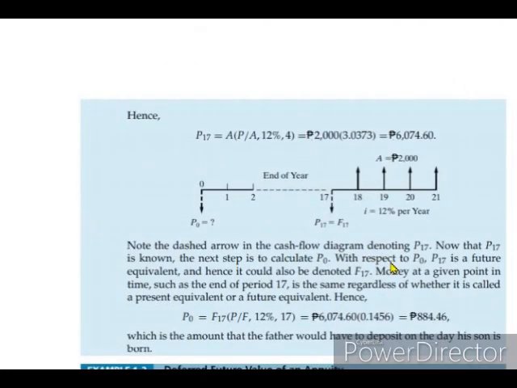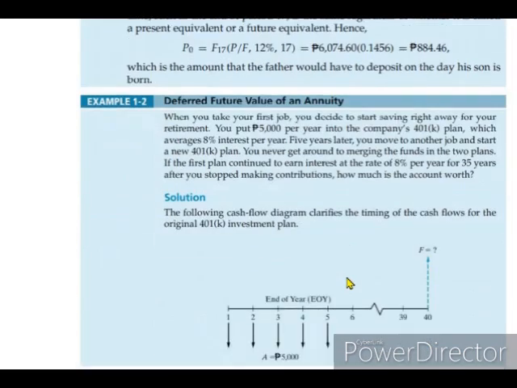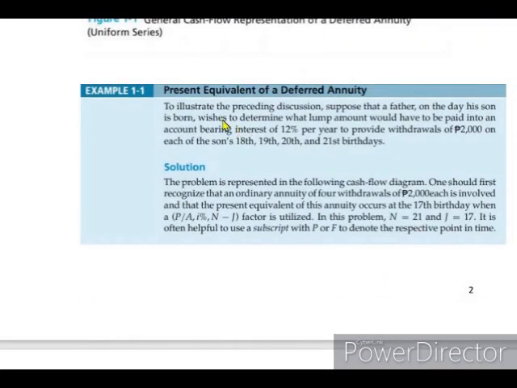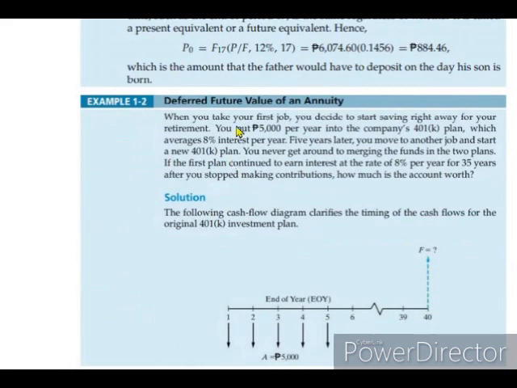Okay? So, pansin nyo, gumagamit din siya ng parehong formula. Yun nga lang, nagkakaroon tayo ngayon ng iba-ibang references. Okay? So, ganun. Next example 1.1-2. Deferred future value of an annuity. Kung yung kanina, deferred present equivalent of a deferred annuity, may naman deferred value naman. Okay? Deferred future value ng isang annuity.